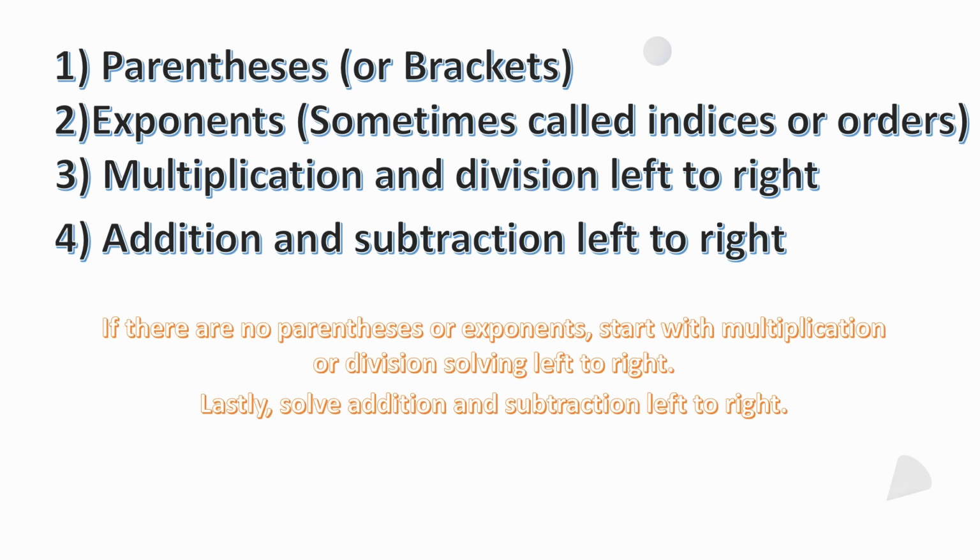So again, number 1, parentheses. Number 2, exponents. Sometimes they're called indices or orders, which is why you might have BODMAS or you might have BIDMAS. Then number 3 is multiplication and division left to right. Number 4 is addition and subtraction left to right. So if there are no parentheses or exponents, you start with multiplication or division solving left to right. And then lastly, solve addition and subtraction left to right.